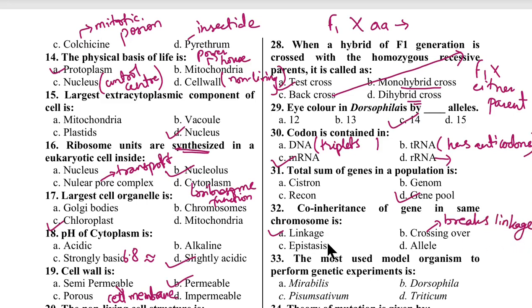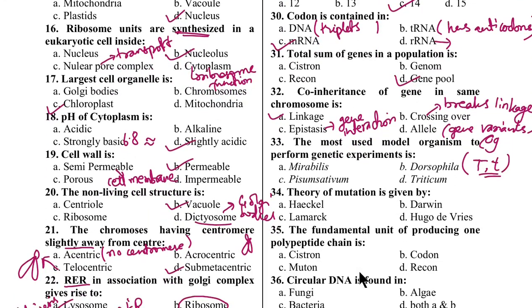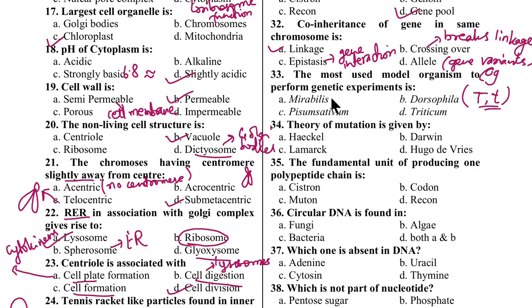And epistasis is a type of gene interaction, and alleles are actually the gene variants. For example, these are the different alleles. And the most used model organism to perform genetic experiments is which of the following? Our answer is obviously Drosophila.